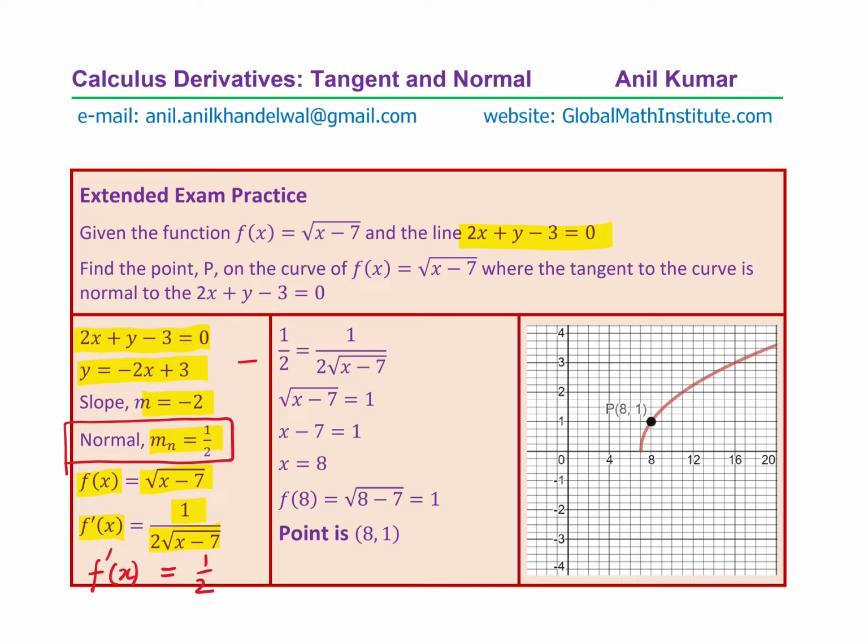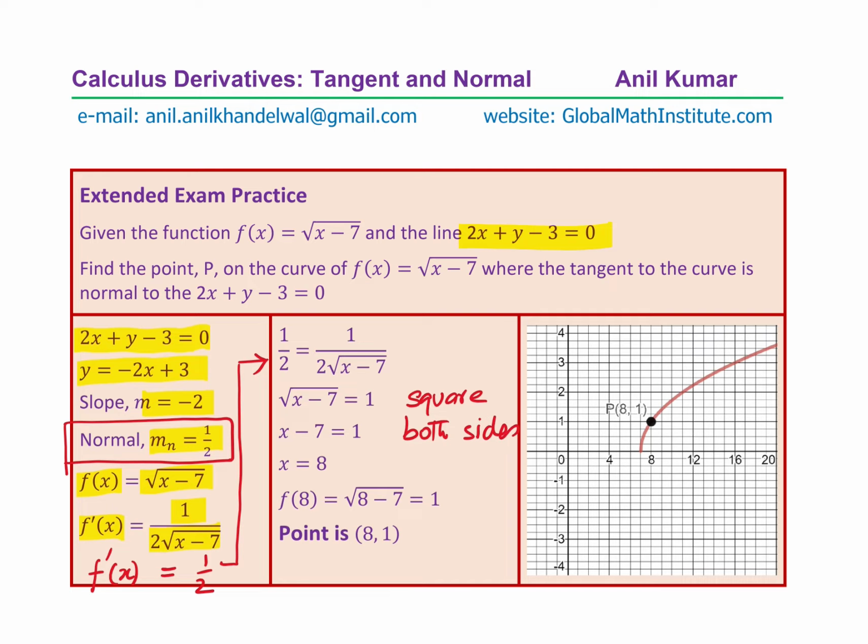So that gives us the equation to find the point P. Let's now calculate the point P. Equating half equals 1 over 2 square root of x minus 7. Just cancel 2 and then cross multiply. We get square root of x minus 7 equals 1. Square both sides, right? So square both sides.